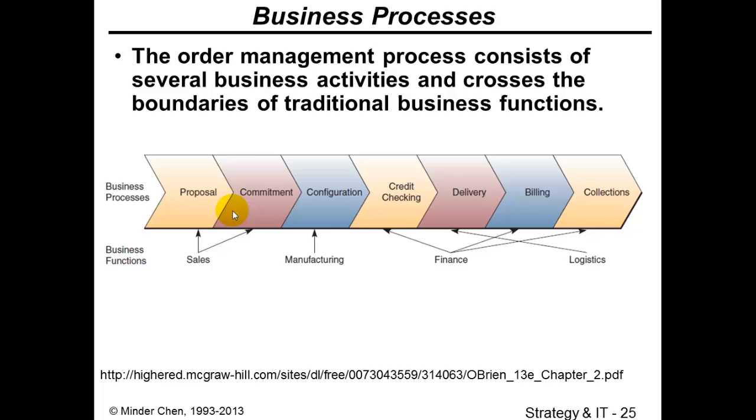This is an example of a business process, an order management process, which started with a proposal we submitted to the customer, and a commitment from them. We configured the product in order to customize it for them, performed credit checking, delivered the produced product, billed the customer, and eventually collected their payment. So this certainly is a simple diagram showing some of the connected business activities to handle customers' orders.